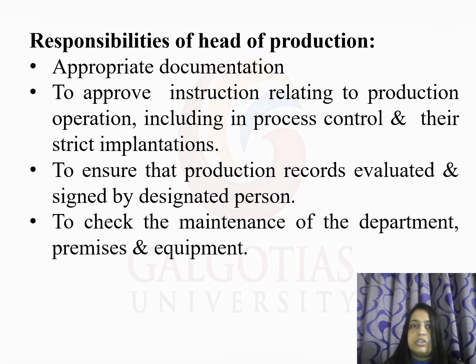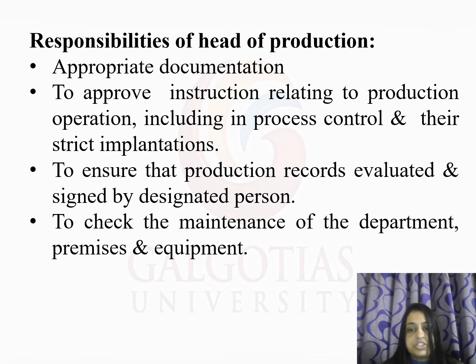Now the responsibility of the head of production: appropriate documentation, to approve instructions relating to production operation including in process control and their strict implementation. As we know, when we are going for production, we must go for in process quality control to check the quality of the product which is under production. If we have set that task to be done in between production, it must be implemented properly, to ensure that the production record is evaluated and signed by a designated person.